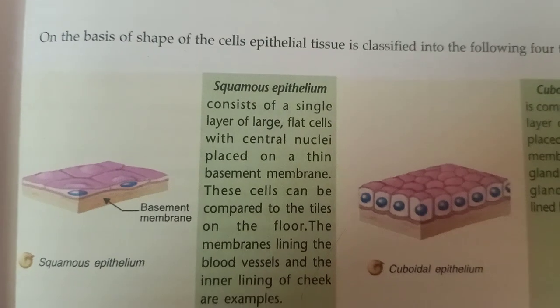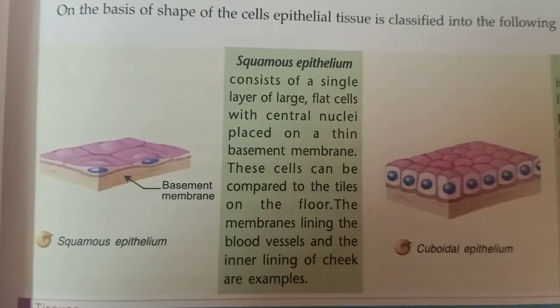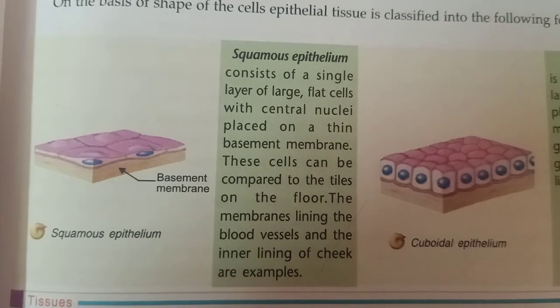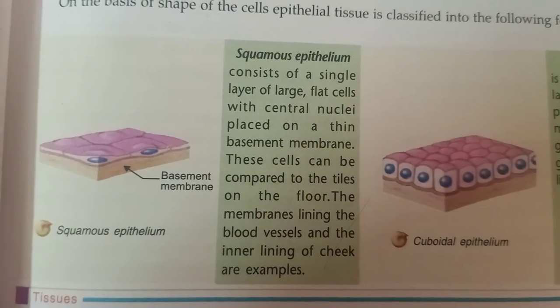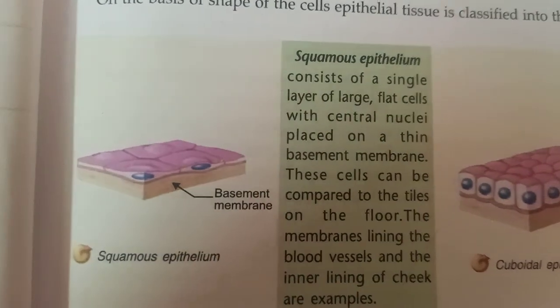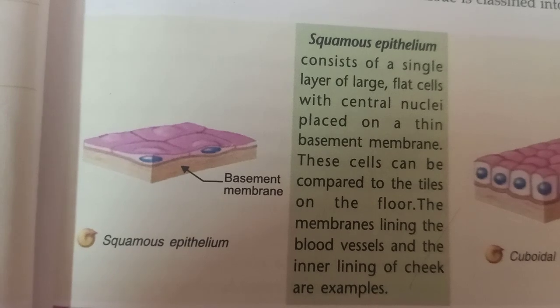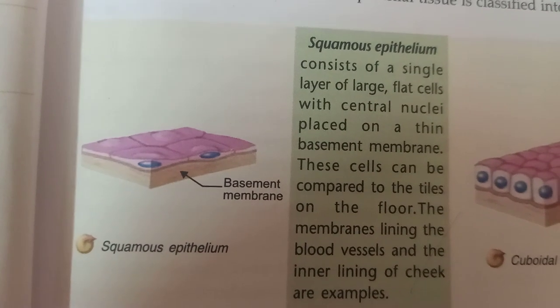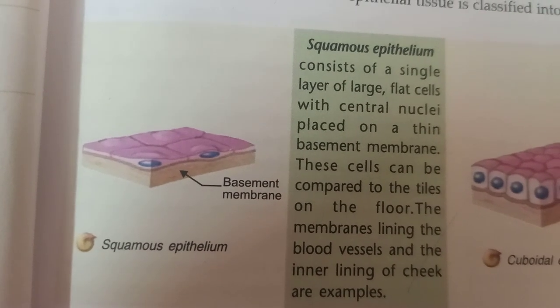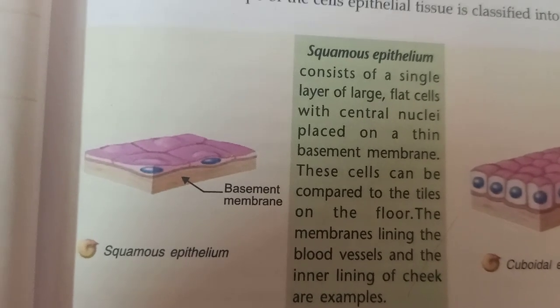Number 1 is squamous epithelium. It consists of a single layer of large flat cells with central nuclei placed on a thin basement membrane. You can see the picture of the squamous epithelium. In this you can see that these are flat cells and there is a nucleus which is placed on a thin membrane. That membrane is known as the basement membrane.